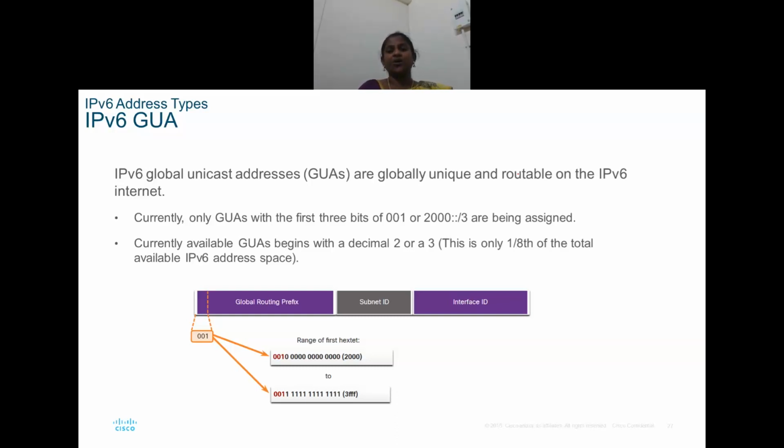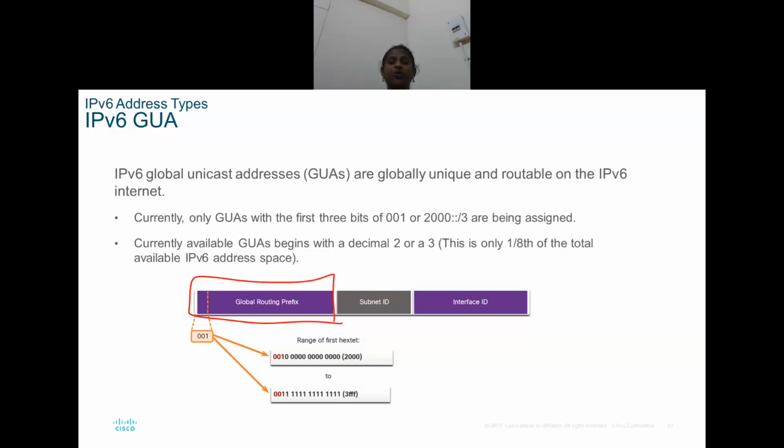What are the components of a global unicast address? There are three components. One is the global routing prefix. It is like your network address. All right, it's not exactly like your network address. It is the global routing prefix.